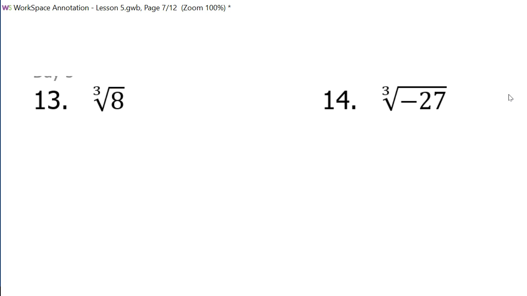Okay, now the first thing. All of these are going to be cube roots. From 13 through 24 is going to be cube roots. So we need to know our perfect cubes.